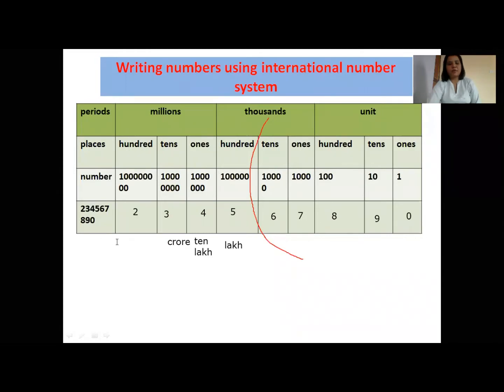So we have the place of 10 crore after the crore in Hindu-Arabic system. So we can read the 10 crore as 100 millions in international system, and the place value of 2 in Hindu-Arabic system is 10 crore, whereas the place value of 2 in international system is 100 million.